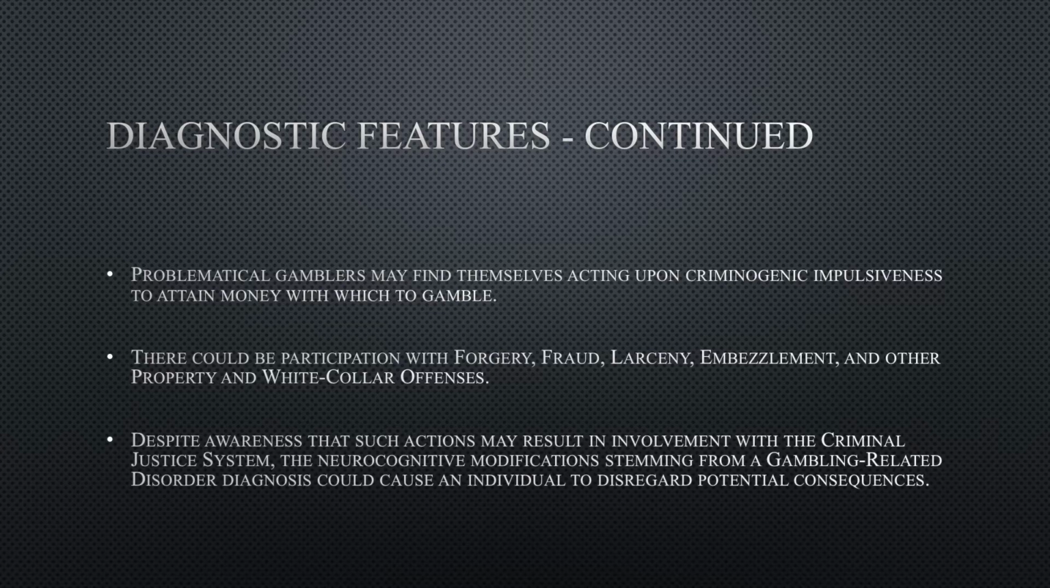And one way to feed that level of addiction or that level of symbiotism is through criminogenic impulsiveness, is through criminality, having involvement with crime. Problematical gamblers may find themselves acting upon criminogenic impulsiveness to obtain money with which to gamble. There could be participation with forgery, fraud, larceny, embezzlement, and other property and white-collar offenses. And in addition to that, we could find ourselves involved with perhaps even violent offenses.